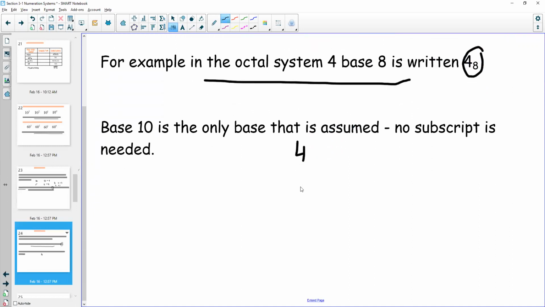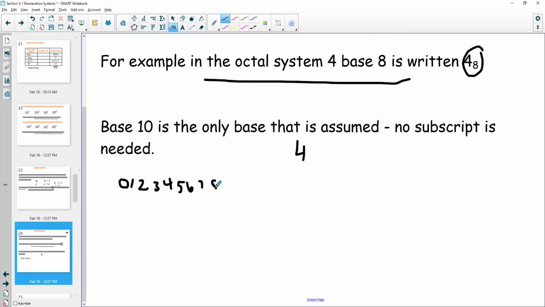The other thing we need to talk about, though, is counting in a base, okay? So, we know how we count. We go 0, 1, 2, 3, 4, 5, 6, 7, 8, 9, 10, and then we go 11, 12, 13, and so on, right? 14. So this is in base 10. We get 0 through 9. And then we move to the next place value, the tens place.